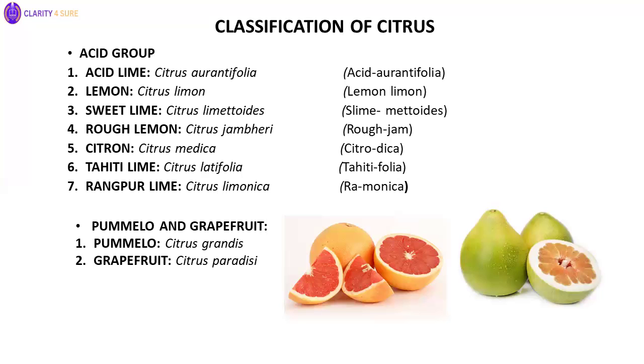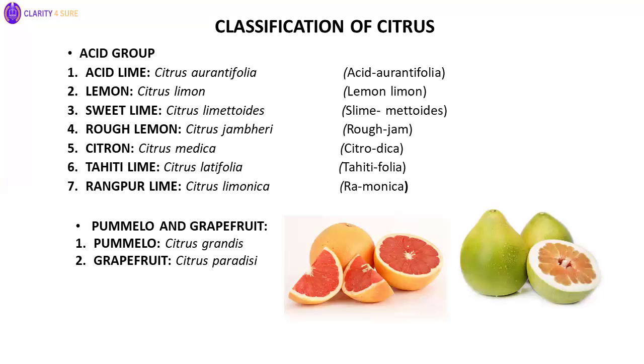Again, R-jam. R means rough lemon, and Citrus jambhiri, so you can remember R-jam. Or R-limonica. Try reading this way: R-limonica. R stands for the Rangpur lime, and when you see limonica, then you can remember R-limonica. So that will give you Rangpur lime, scientific name Citrus limonia.